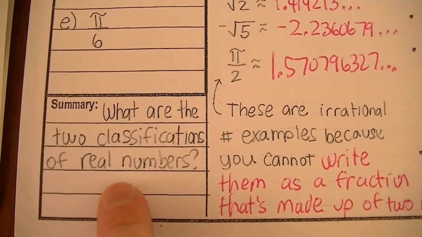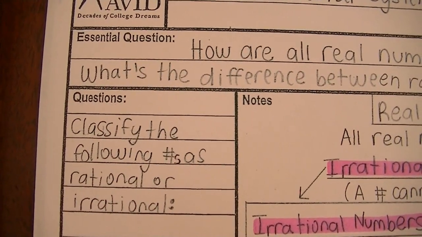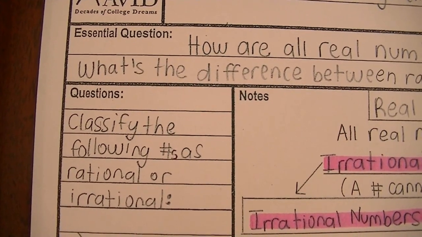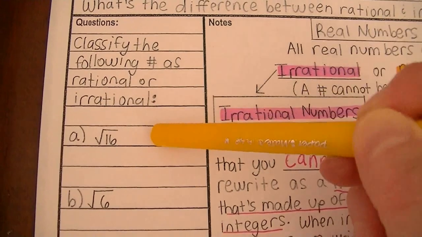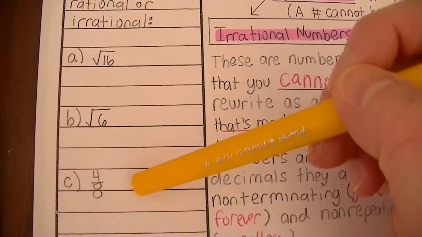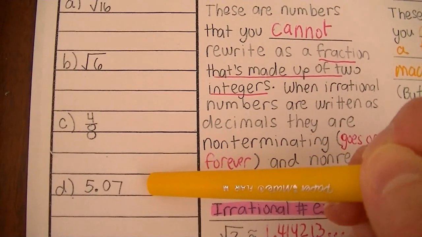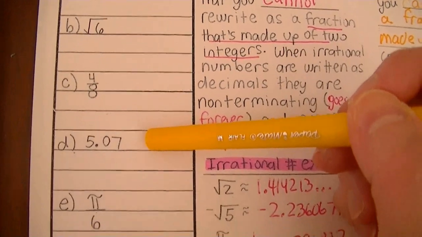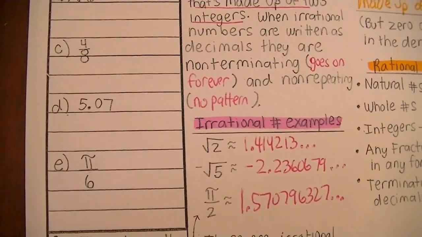Now for your summary, I want you to go ahead and answer this question. What are the two classifications of real numbers? And in addition, I want you to classify the following numbers as rational or irrational. So the square root of 16, is that rational or irrational? Square root of 6, would that be considered rational or irrational? 4/8, is that rational or irrational? 5 7/100, is that rational or irrational? And then pi divided by 6, is that rational or irrational?